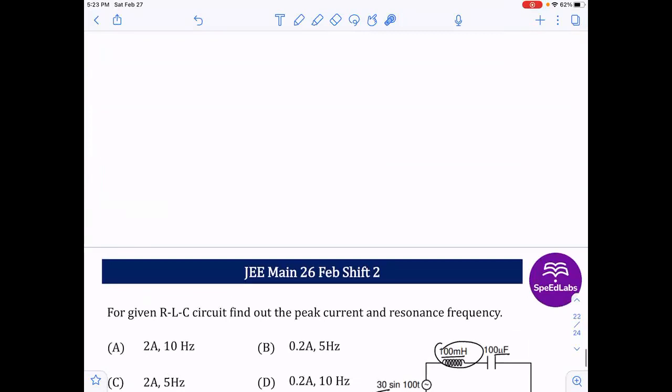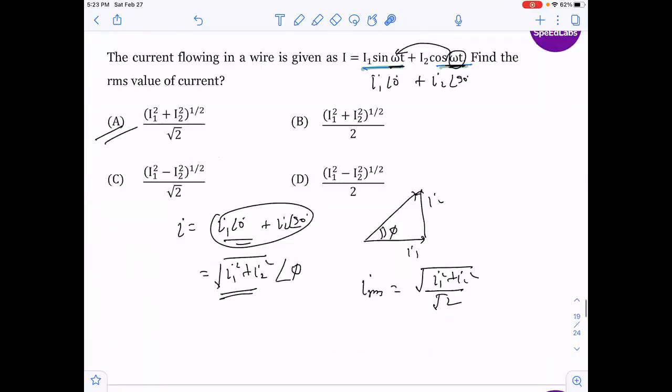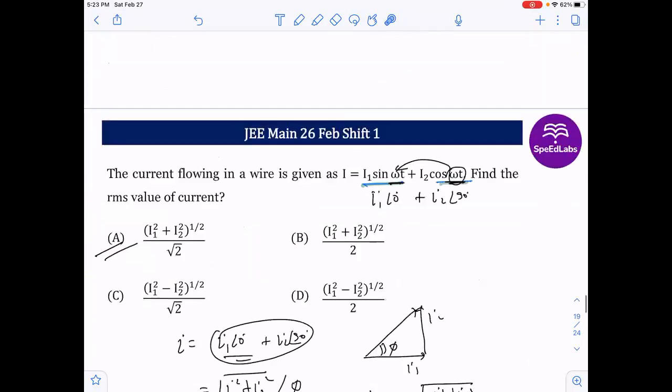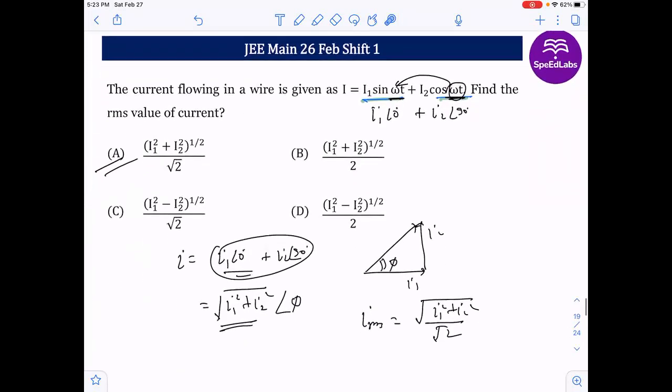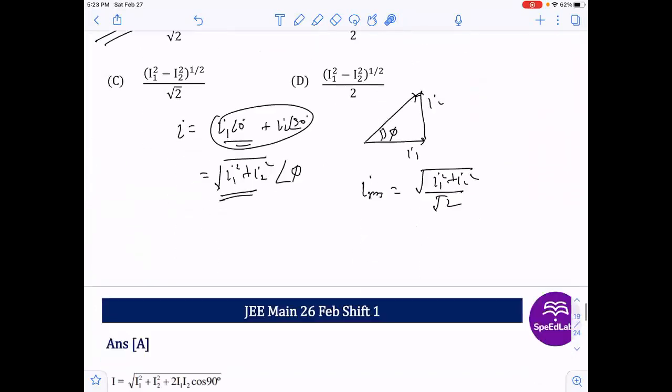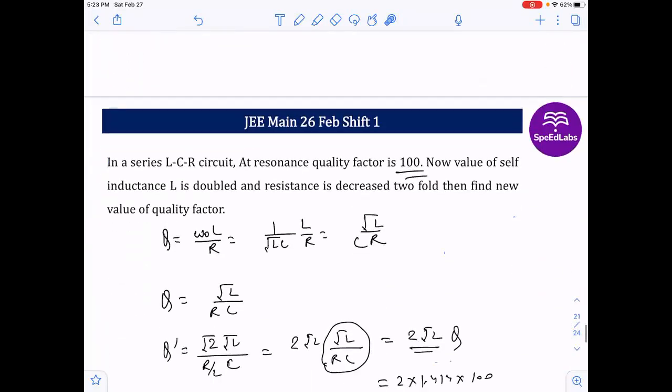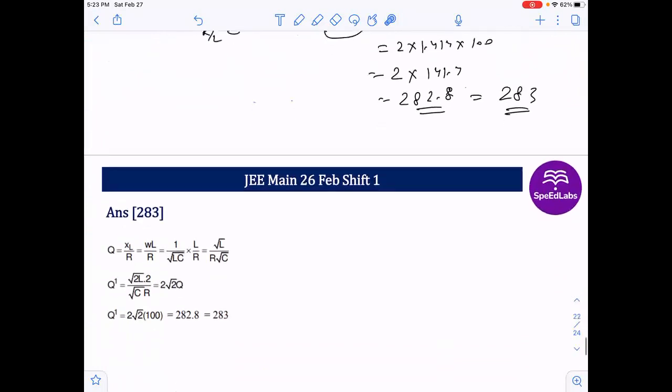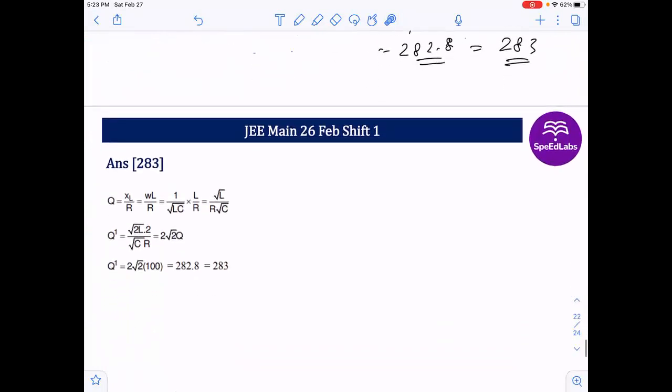So these are the questions asked in February from alternating current and inductance. They asked very good questions. Some questions are very good. Quality factor is an important topic for you. According to NTA, they are asking again and again, two times they have asked. So focus on quality factor and AC circuit, basically the resonance condition.